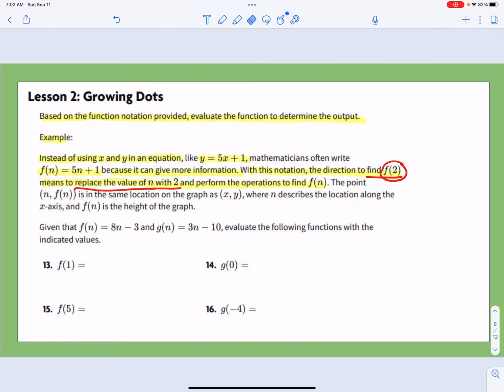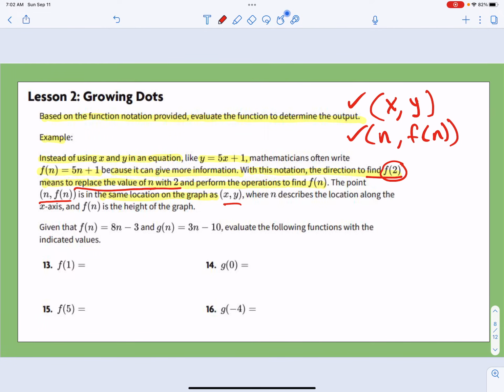The point n comma f of n is in the same location on the graph as x comma y, where n describes the location along the x-axis and f of n is the height of the graph. So essentially what we're saying is x comma y gives you the same info as n comma f of n. Okay, so we're kind of just switching from our coordinate points to functions, and we're saying they're essentially the same type of thing, just written differently.